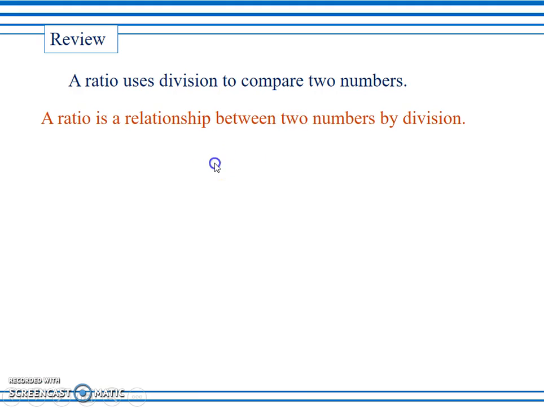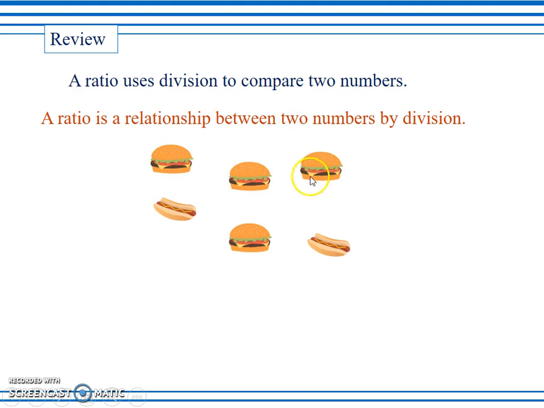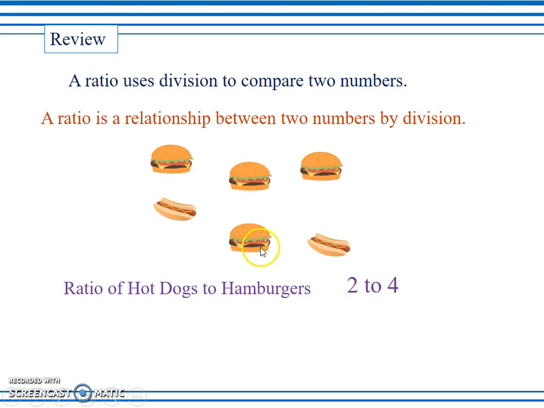So here's an example. We have 4 hamburgers and 2 hot dogs. So the ratio of hot dogs to hamburgers, if I were to count the hot dogs, I would get 2. If I were to count the hamburgers, I would get 4. So our ratio is 2 to 4. That also can be written 1 to 2.